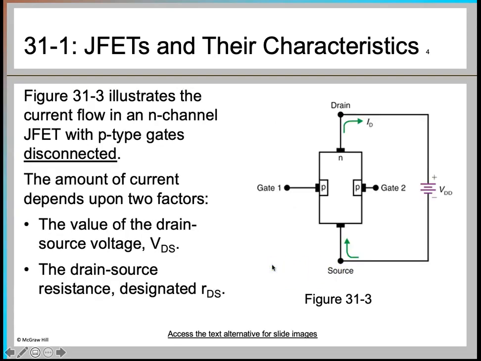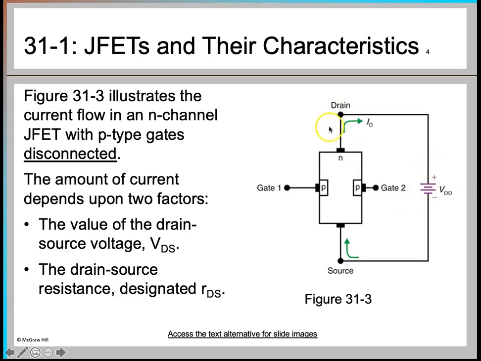Now next is the current flow we are going to see in an N channel JFET, where we have P type gates. Right now these gates are disconnected, and there is a connection we can see between the drain and the source, and the positive VDD voltage has been applied.